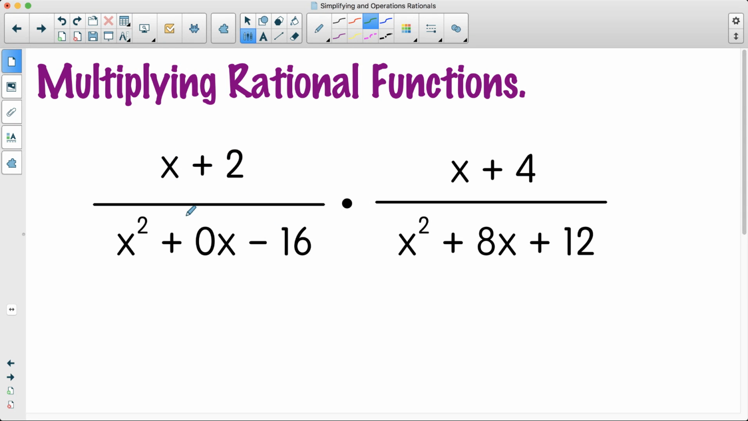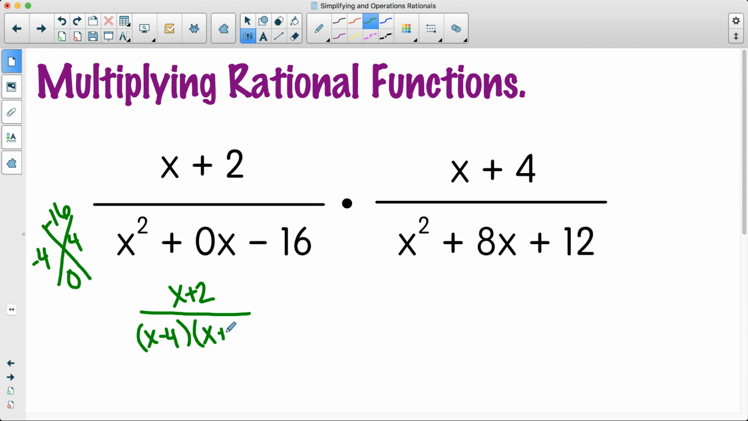In the denominator, I can factor that. So I'm looking for two numbers that multiply to negative 16 and add to 0, which are negative 4 and positive 4. So let's rewrite this fraction. x + 2 in the numerator stays the same. And in the denominator, we now have (x − 4) times (x + 4).